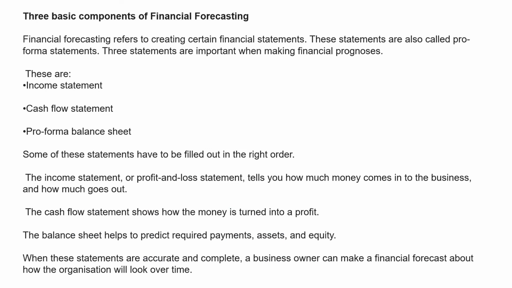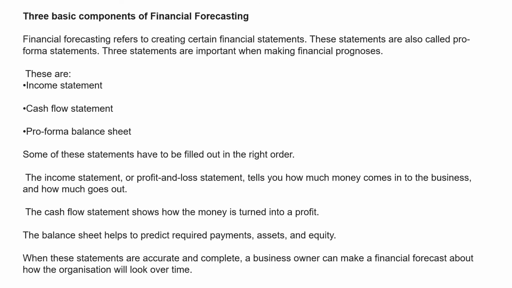The three basic components of financial forecasting. Financial forecasting refers to creating certain financial statements. These statements are called pro forma statements. These three statements are for financial prognosis. These are the income statement, cash flow statement, and pro forma balance sheet. Some of these statements have to be filled in in the right order.